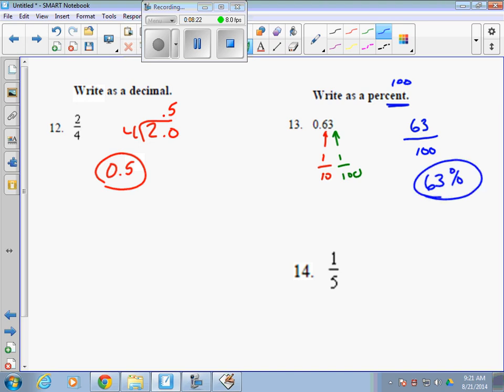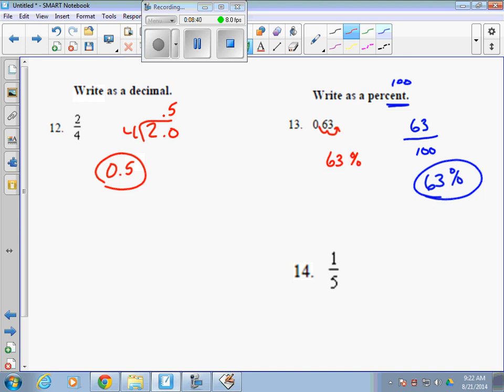Another way to look at it, and the way most people do this, they figure out which way to move the decimal. When you're moving it from a percentage to a decimal, you move it to the left 2 places. But when you're going the other way, when you're moving it from a decimal back to a percentage, you move it 2 times to the right, and you get the same 63%.